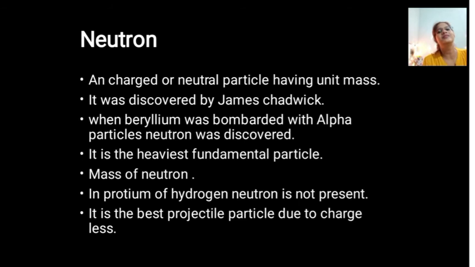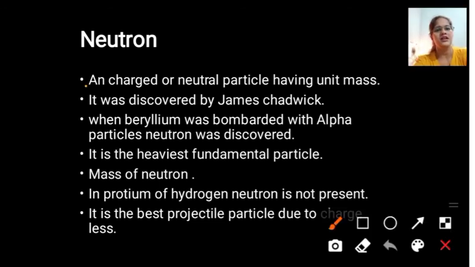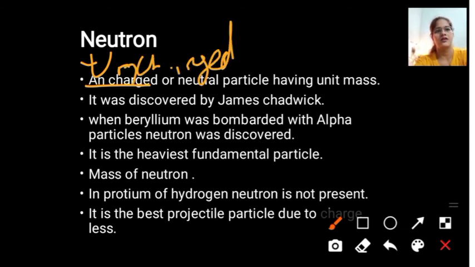So this is the neutron, an uncharged or neutral particle having unit mass. Sorry, this typing mistake has happened; it is uncharged. So this is the uncharged or neutral particle. It is not charged at all, and its unit mass is more actually.